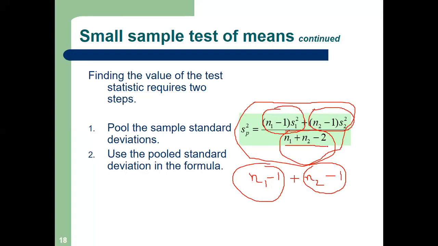So you need not mug up this formula. You can simply remember it. How will you remember? Sp square is nothing but degrees of freedom of sample 1 multiplied by variance of sample 1, plus degrees of freedom of sample 2 multiplied by variance of sample 2, divided by the degrees of freedom of both the samples, n1 minus 1 plus n2 minus 1. Is this clear? The pooled formula.